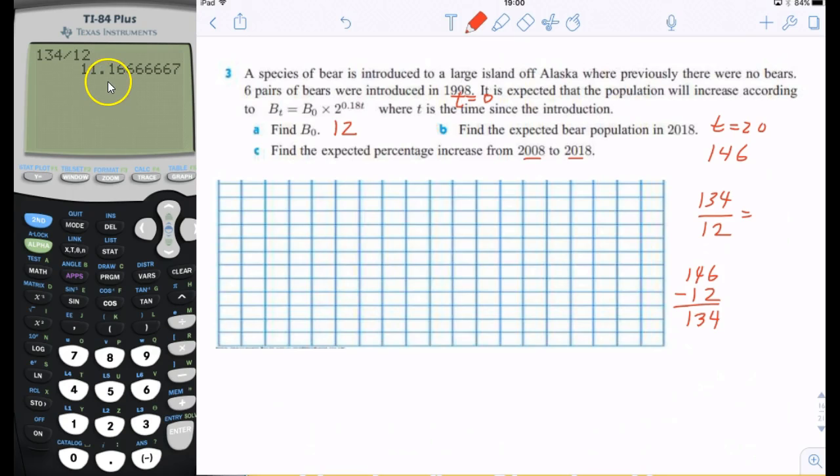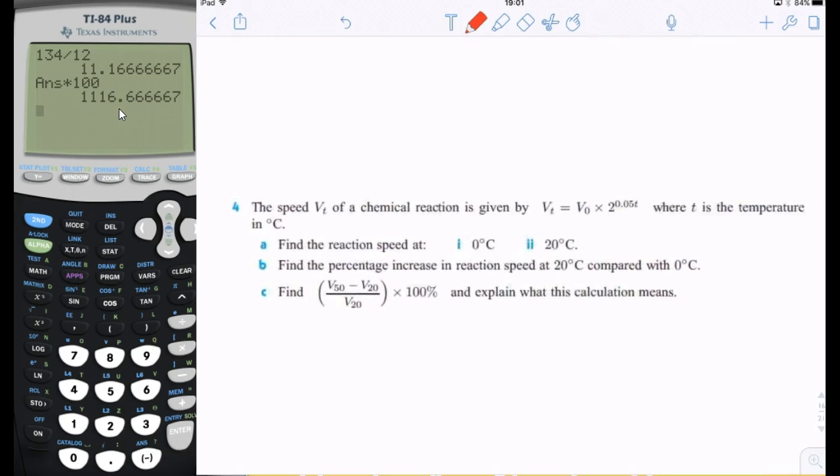is going to be 11.16 times increase. So we're going to multiply that times 100 to give us a percentage increase. So our increase is 1,116 or 1,117%. It's a huge amount, right? But that makes sense. We started with 12 bears. 146 bears instead of 12 bears is many times more than 100%, right? Okay, let's go to number 4.